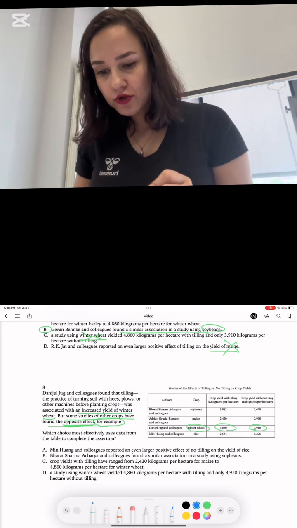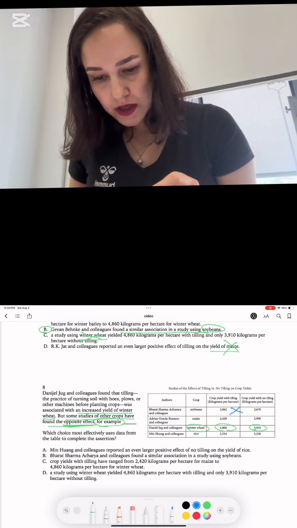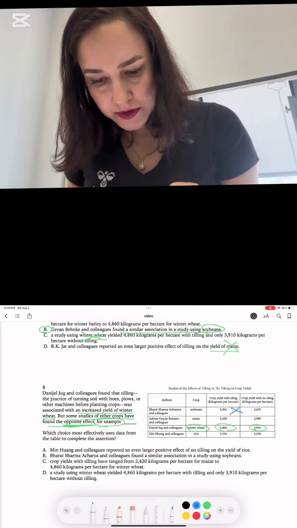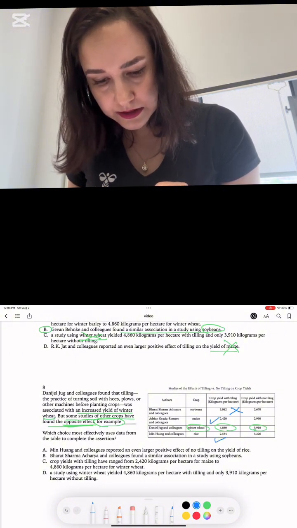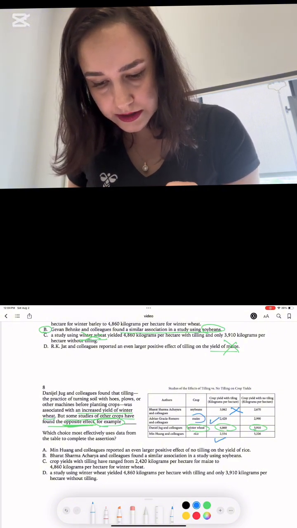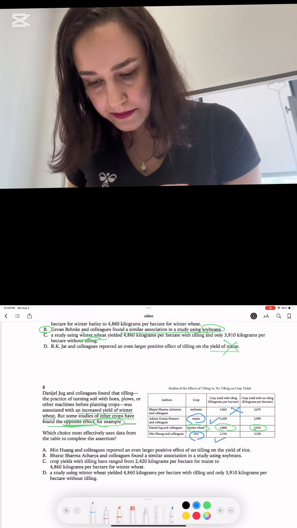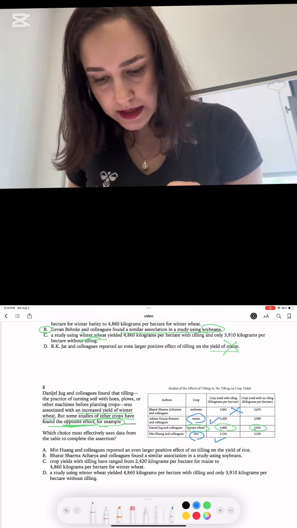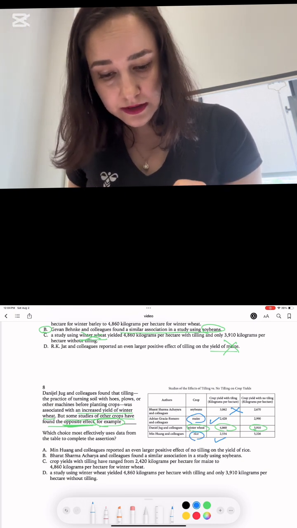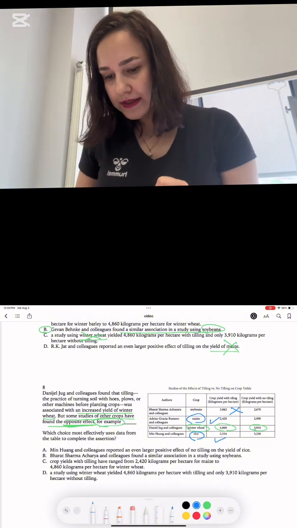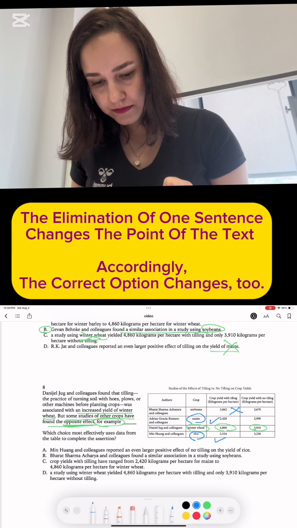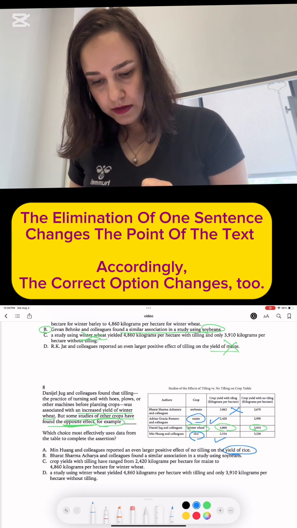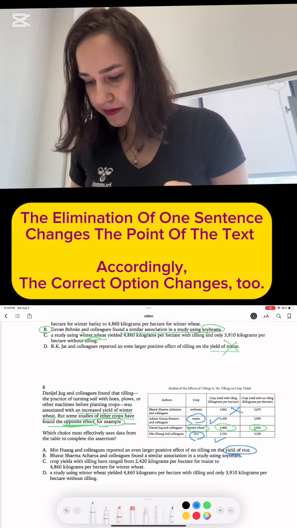Okay, so let's go through the table. Soybeans, no, because it had an increase. Maize, yes, maize, or rice, because for both of them, tilling had 2,400, I mean it was lower. So let's see which one we can find among the options. Yes, A can be the answer.